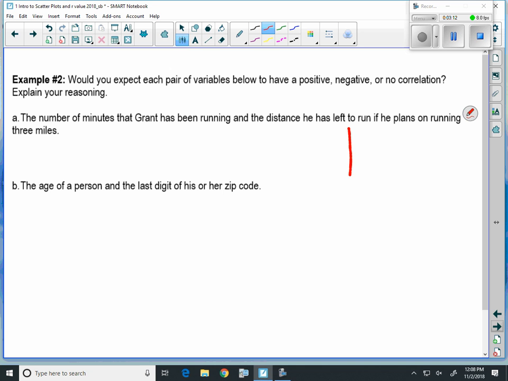Okay, so let's think about a graph. Is time usually X or Y? X. So here it is, the number of minutes that he has been running. As that goes up, what happens to the miles? It decreases, right? Because if he keeps running, he's going to get closer and closer to completing 3 miles. If he's up here at 3 miles, the more he keeps running, it's going to go down. He's eventually going to be done with his 3 miles. Does that make sense? Okay, so this is a negative correlation.